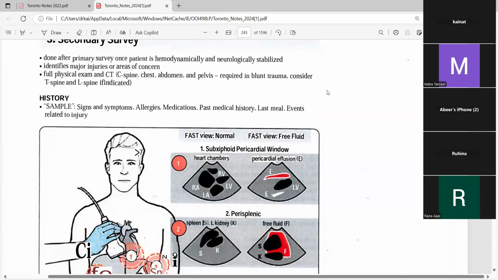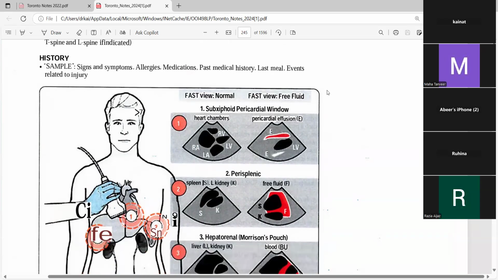Then starting with the SAMPLE history, what are the history questions? Signs and symptoms, starting with how and what, especially the person next to the patient, if they have an idea. In cases like seizures, they do like to ask about those things. Allergies, medications, past medical history, last meal is very important, and then events related to the injury.